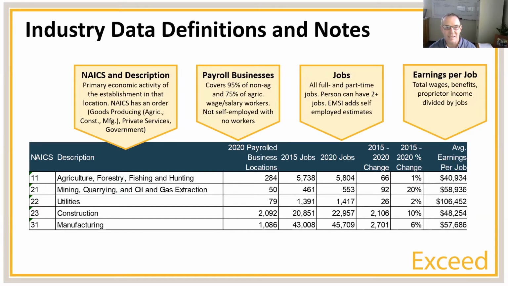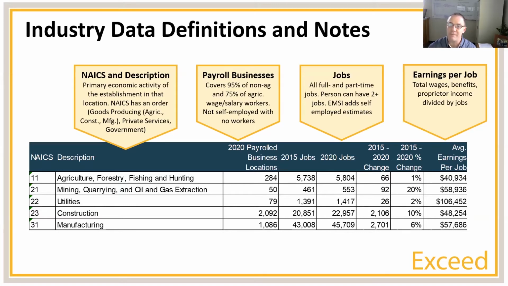But the NAICS is a description of the primary economic activity of that establishment at that location. It is also ordered. So the NAICS starts at digits like 11 for agriculture and forestry and fishing and hunting, 21 for mining, 22 for utilities, 23 for construction, and so forth. And it's an ordered description.